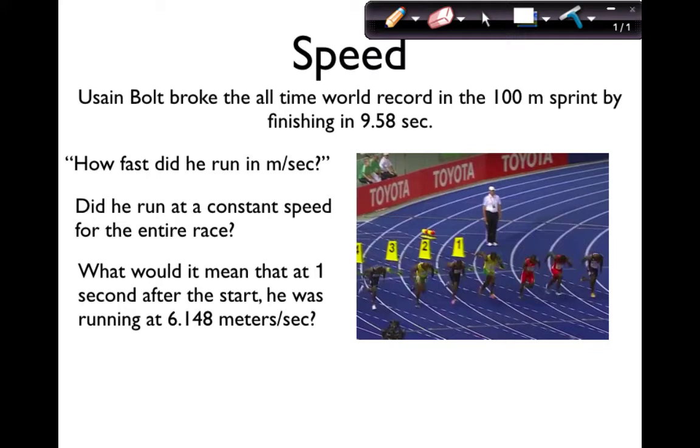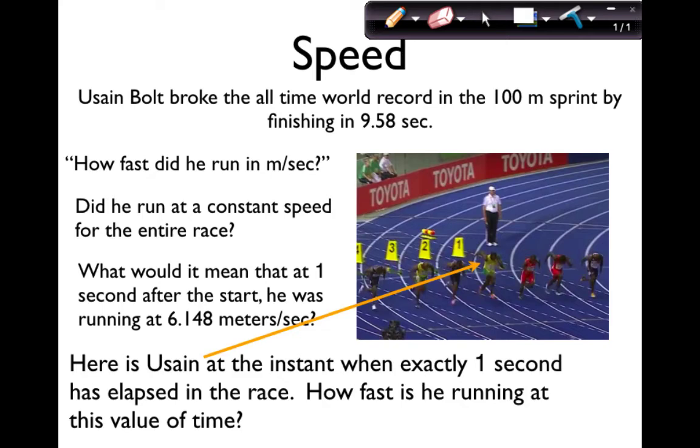Well, we say that sort of thing all the time, like talking about driving somewhere, or running someplace, how fast somebody's going, how fast a baseball pitch is, whatever. But if we're talking about this race here, time going forward, and I want to know that at 1 second after the start he was running 6.148 meters per second, this picture is taken at 1 second after the start. Now, at 1 second after the start, at one point in time, he is in one spot.